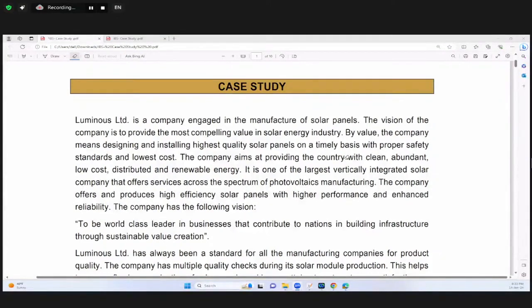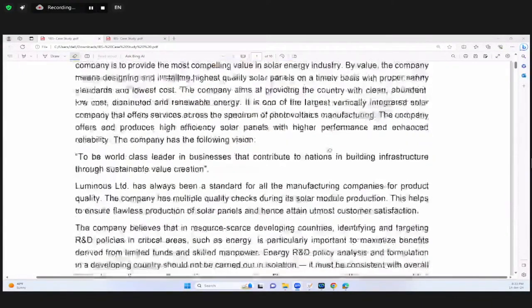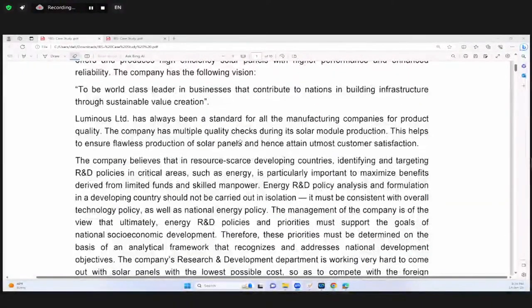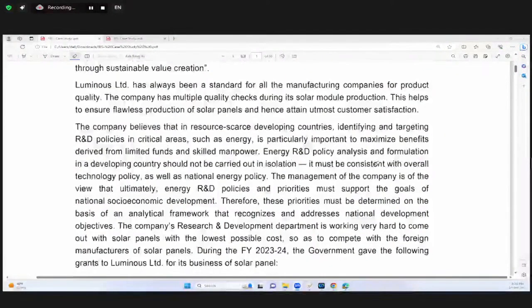What is it, students? To be a world class leader in business that contributes to nations in building infrastructure through sustainable value creation. So look at how strong the company's vision is. So this is the beginning introduction of the case study, students. Luminous Limited has always been a standard for all the manufacturing companies for product quality. The company has multiple quality checks during its solar module production. This helps to ensure flawless production of solar panels and hence attain utmost customer satisfaction.